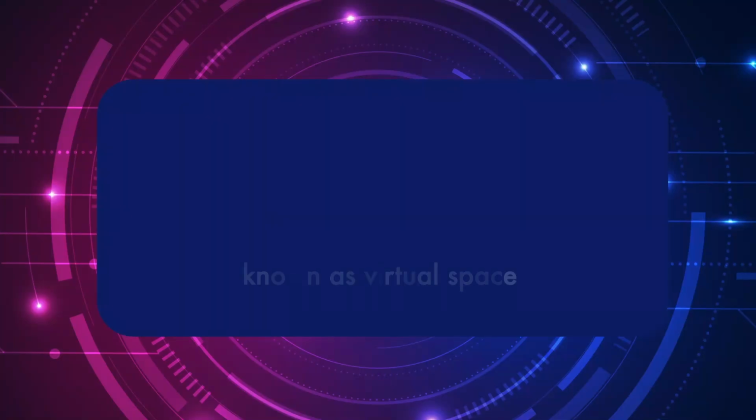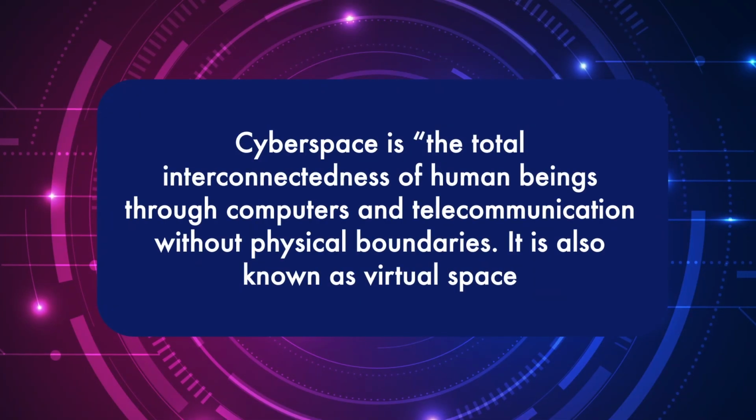It is important to understand what exactly is space. So, when we talk about space as a whole, we will see it is kind of a surrounding which is exactly covered by the ether or the space, the vacuum. So, that is basically a space and it is a system. So, it can be tangible, it can be intangible in nature. So, when we talk about cyberspace, we say it is the interconnectedness of human beings through computers and telecommunication without physical boundaries. It is also known as the virtual space.